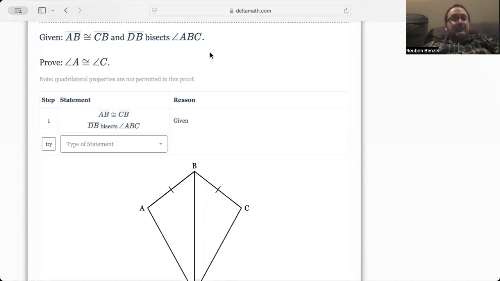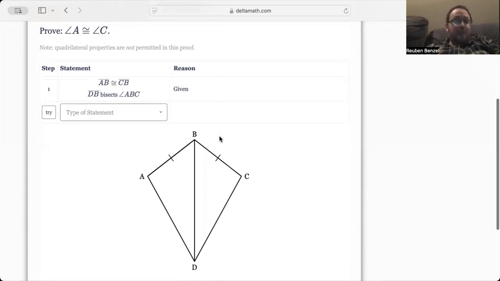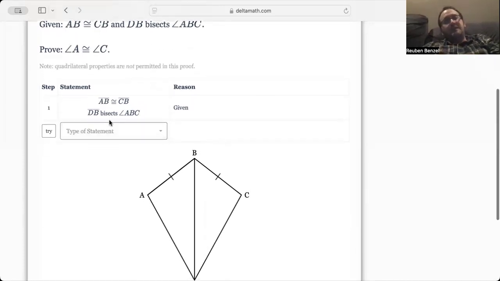This is Delta Math Proofs Level 1, where you're actually creating your own proof. So this is where we want to be working towards. And this is actually a pretty good one to start with. It's two triangles that are kind of next to each other. One feature that is really nice about Delta, especially if you're working on the desktop computer, is that if you put your mouse over the statements, it will actually highlight on the diagram what the thing is talking about.